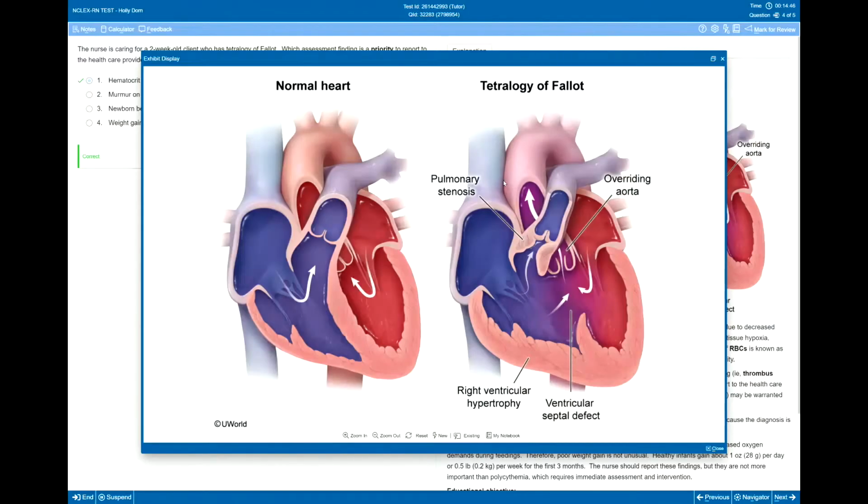First off, we have the pulmonary stenosis here. If you see, this deoxygenated blood is not really getting its way out to the lungs to get that oxygen. We've got a lot of wall thickening and some weakened muscle, and it's just really hard for it to actually push out.